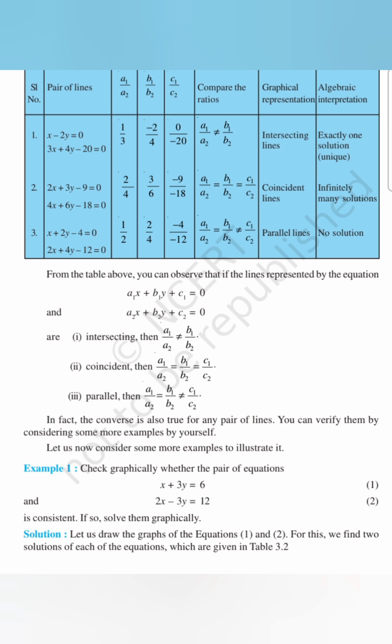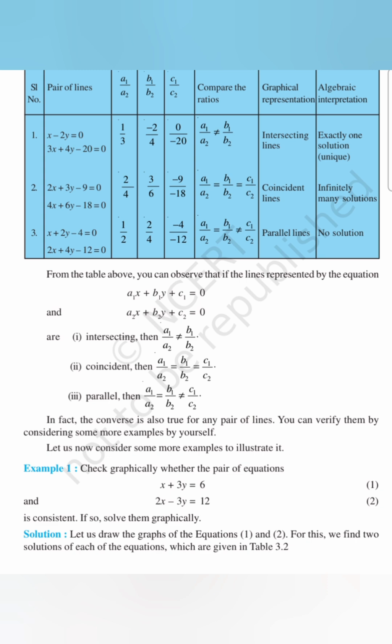Now, example 1. Check graphically whether the pair of equations x plus 3y is equal to 6, 2x minus 3y is equal to 12 is consistent. If so, solve them graphically. You have to check graphically whether these equations are consistent or not. If they are consistent, you have to solve them graphically.